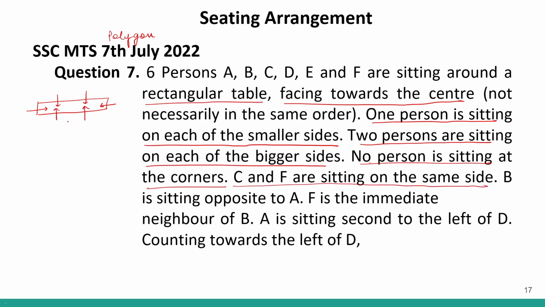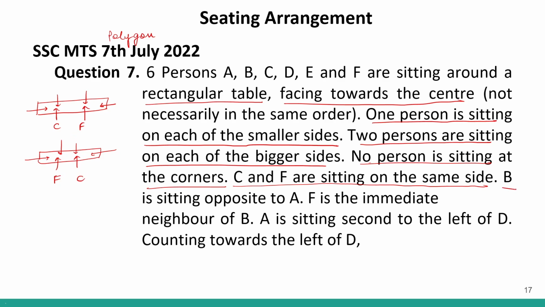So C and F can sit like this. Or we can have another possibility also. Let's say people are sitting like this. The other possibility is that F is over here and C is over here. Correct? F is over here and C is over here. This is not given to us.